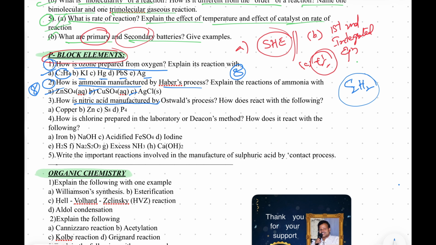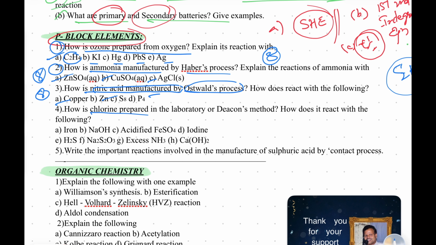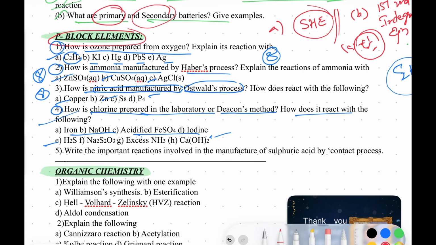Next, nitric acid, same group, the 5th group. Last year this question was asked: nitric acid and its chemical properties. Don't forget this. Next one, chlorine, 7th group elements. Chlorine preparation, laboratory preparation, Deacon's method, is important, and its chemical properties are also important. Many chemical properties are there, but they won't ask all of them. Any 3 or 4 will be asked in an examination.